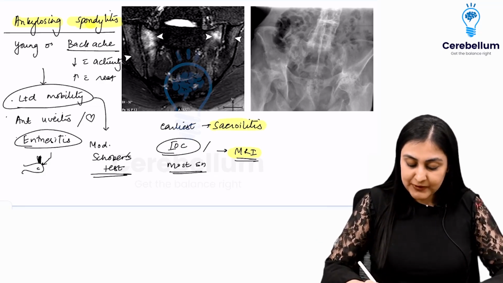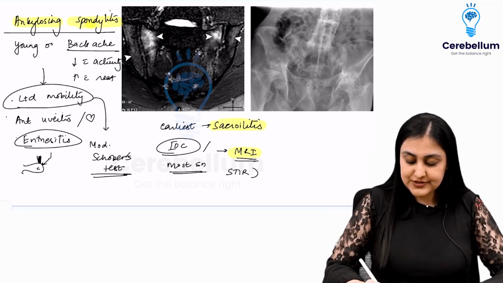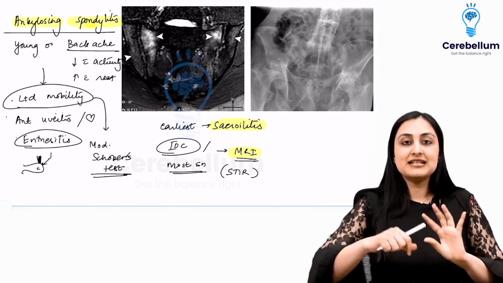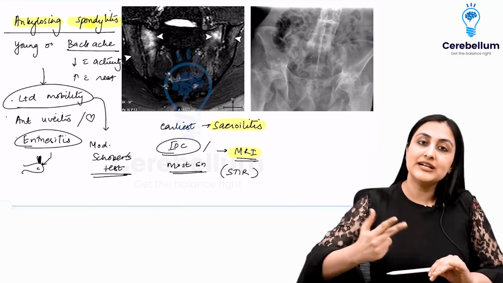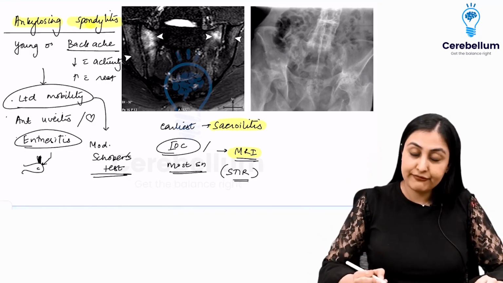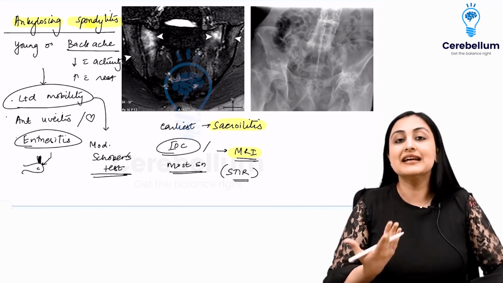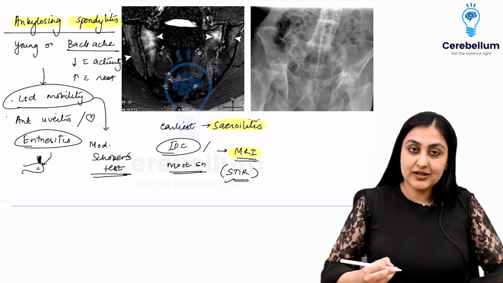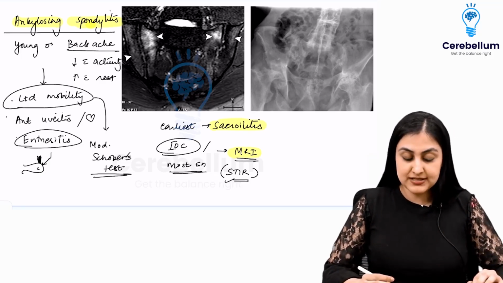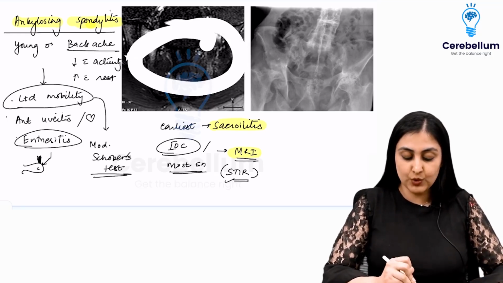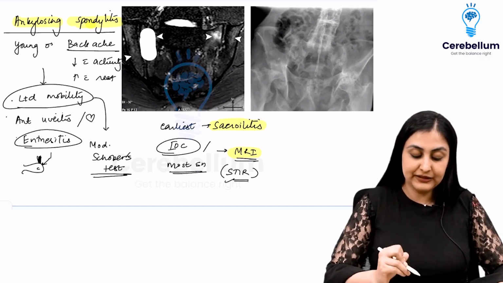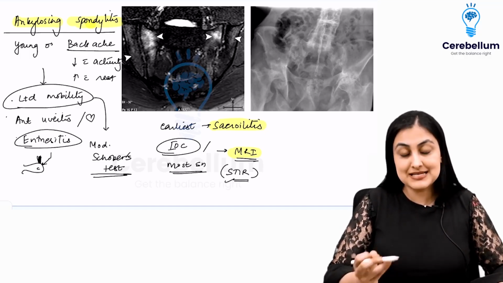The sequence that we do on MRI is the STIR sequence. If you remember from our MRI discussion, anytime I want to pick up bone marrow edema, I will suppress the fat in the bone marrow, only then the edema gets picked up. Okay, so STIR, which is short tau inversion recovery, is a fat suppressed sequence wherein all of the bones appear black. The bone marrow has been suppressed so that the inflammation or the bone marrow edema stands out.